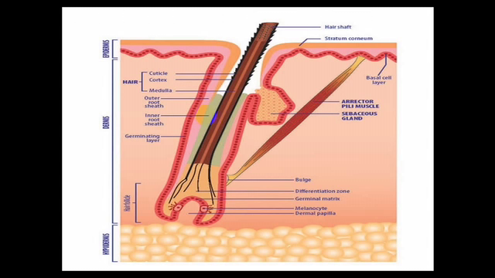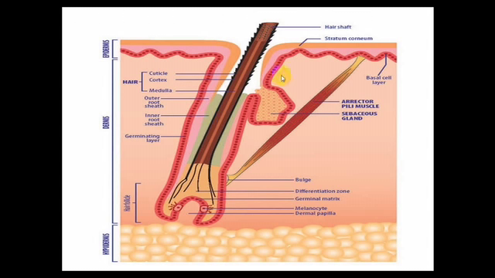Number 2 is called the Huxley layer. It is also a layer of flattened cells that forms the Huxley layer. Number 3 is called the cuticle of the internal root sheath. It is formed by overlapping scale-like cells with free ends projecting toward the base of the hair follicle.